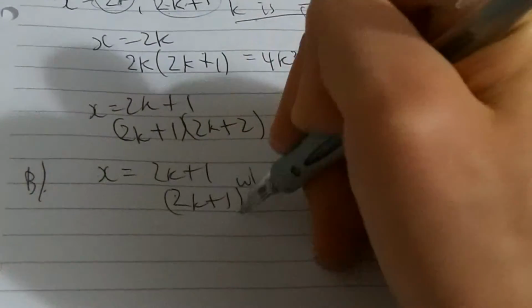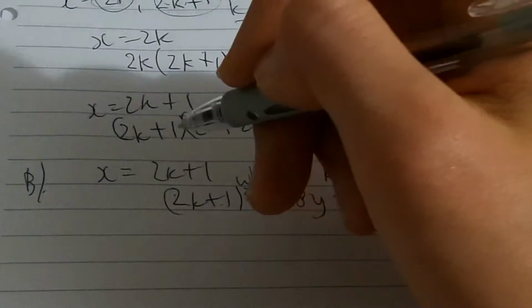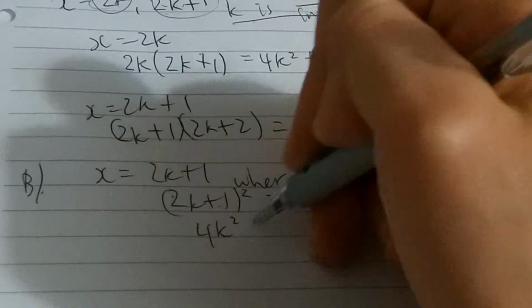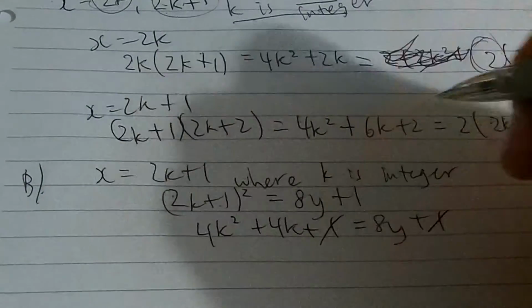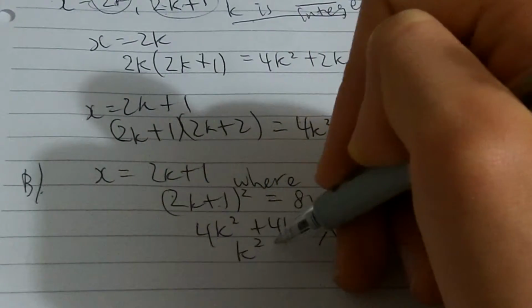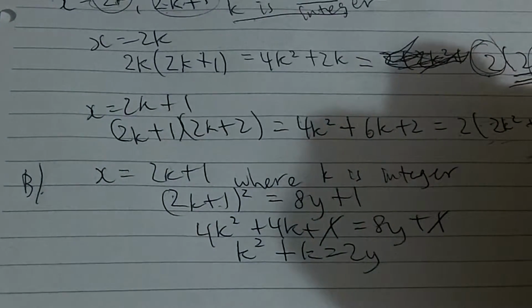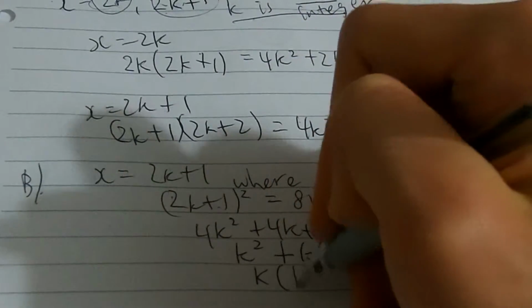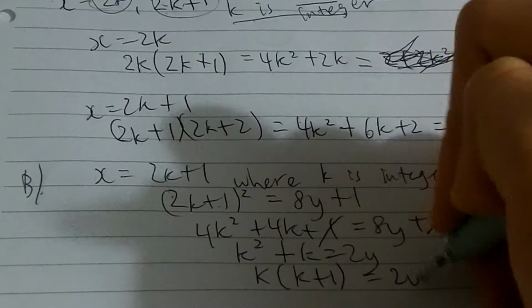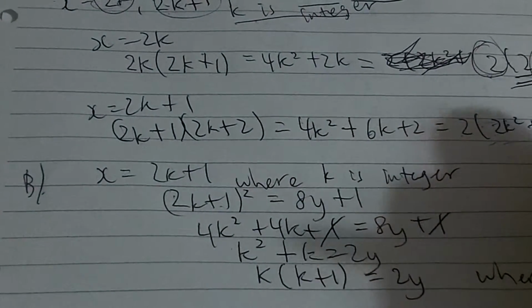2k plus 1 squared equals 8y plus 1. I just substituted 2k plus 1 for x. So this will be 4k squared plus 4k plus 1 equals 8y plus 1. Now we take out the 1s and divide by 4. K squared plus k equals 2y. And now we can group it like this: k times k plus 1 will equal 2y, where y is an integer.